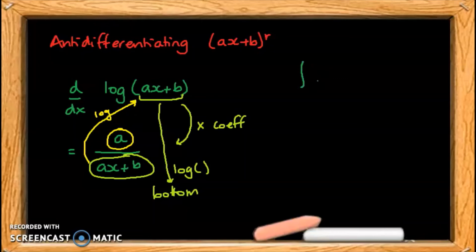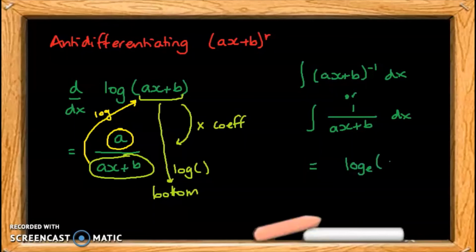Therefore, to integrate ax plus b to the power of r when r is -1 with respect to x, or 1 over ax plus b dx, I need to first of all create my log expression with the denominator in the brackets, log base e of ax plus b, and then I need to divide by my a. Remember, going down this way I multiplied by the coefficient, coming back this way I'm dividing, so I end up with 1 over a log ax plus b plus c.